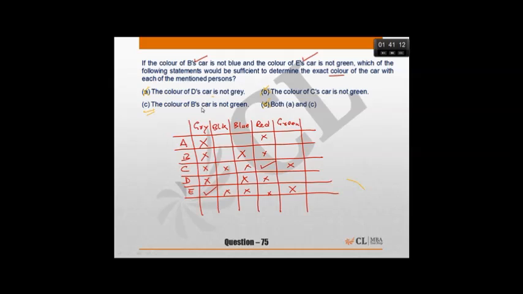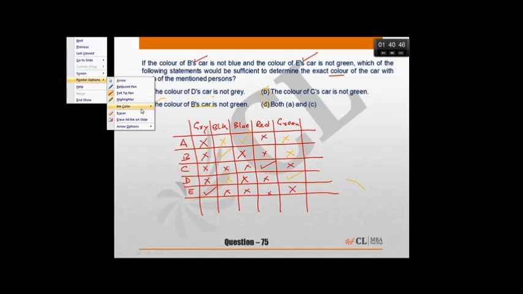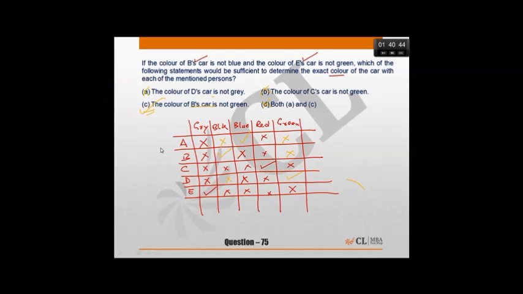But let's check. Color of B's car is not green. So B is not green. That means B has to be here. That means this cannot be the thing. So that means blue has to be. A has to be blue, rather. Actually, we should have got that blue earlier itself. And this goes out and this goes out. So the correct answer has to be choice C.